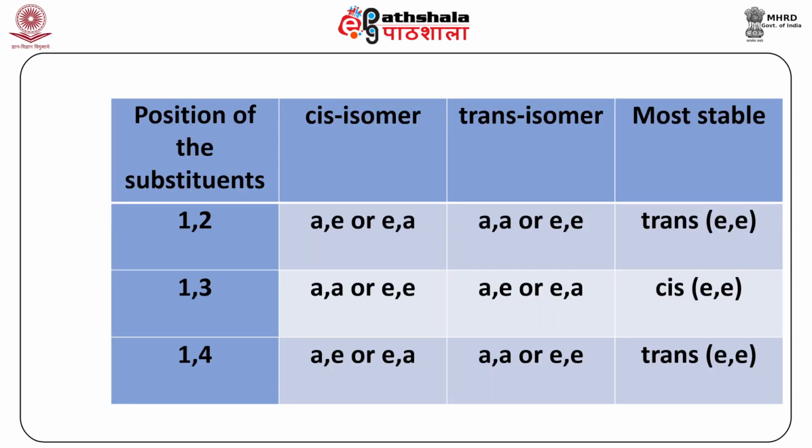Now, let us summarize which conformers of all di-substituted cyclohexanes are more stable. The table shows the position of the substituents as 1,2, 1,3 and 1,4, and you can identify the most stable isomer in each case. In 1,2 di-substituted cyclohexane, the most stable conformation is trans, that is EE. In 1,3 di-substituted cyclohexane, the most stable conformation is cis EE, and in 1,4 di-substituted cyclohexane, the most stable conformation is trans, that is EE.